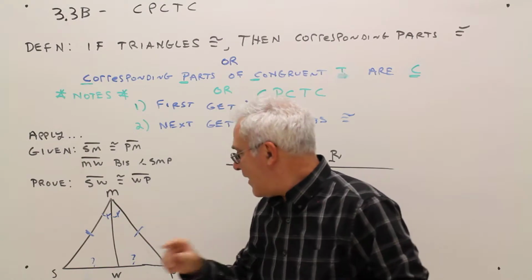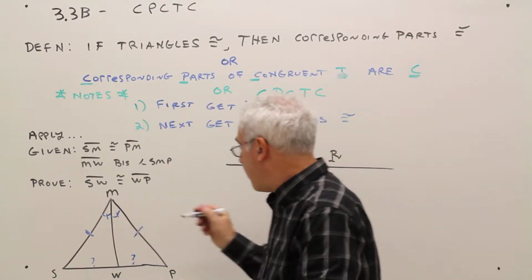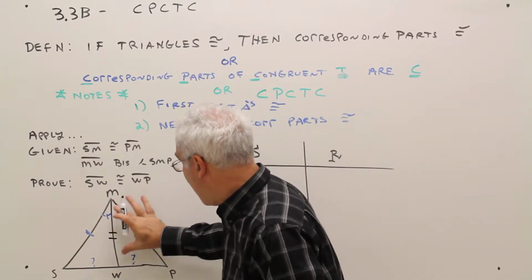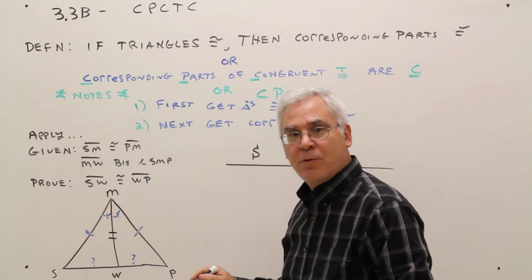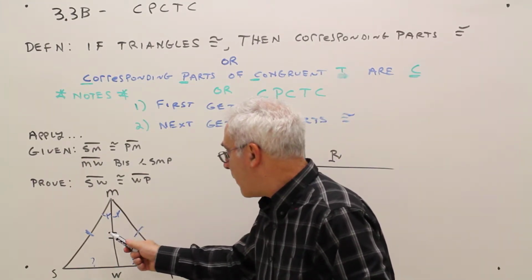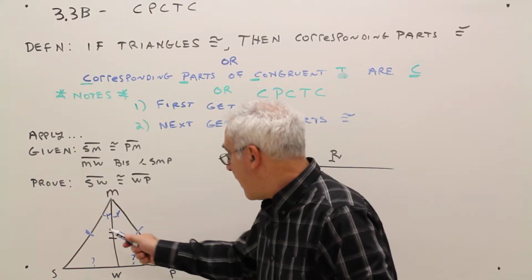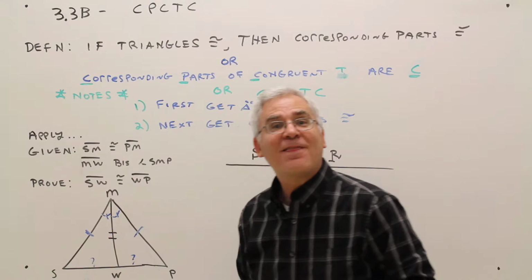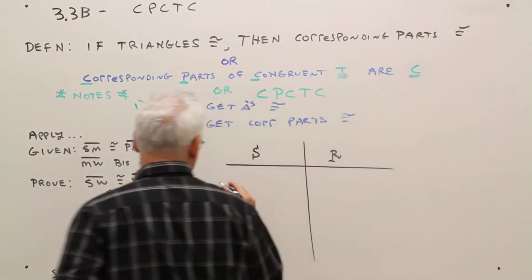There's 3 things needed. I've got 2. Reflexive. I'll be able to get MW of the left triangle congruent to MW of the triangle on the right side. And the 2 triangles will be congruent by SAS. And then once I get the triangles congruent, then I'm going to get the parts congruent. That's the strategy. All right, so let's write it out.